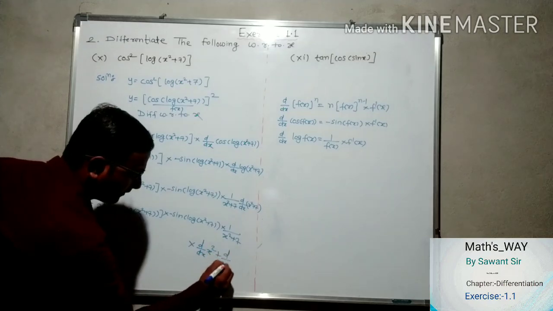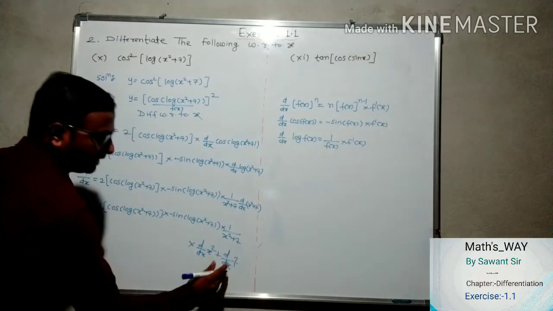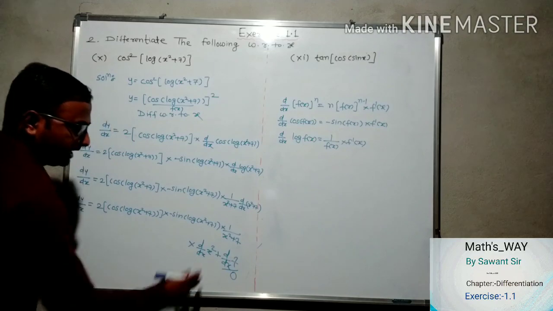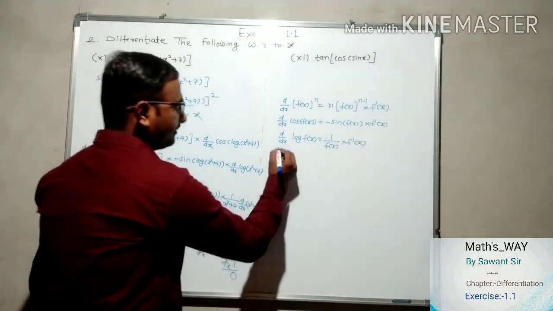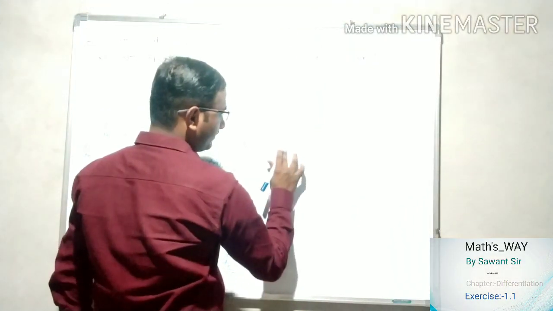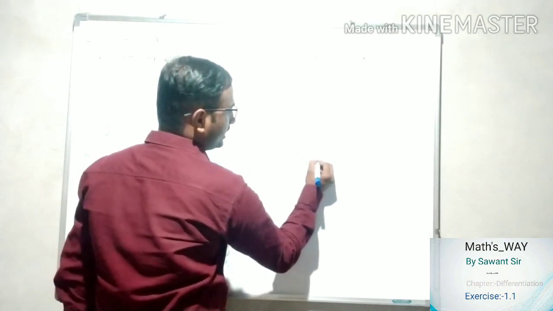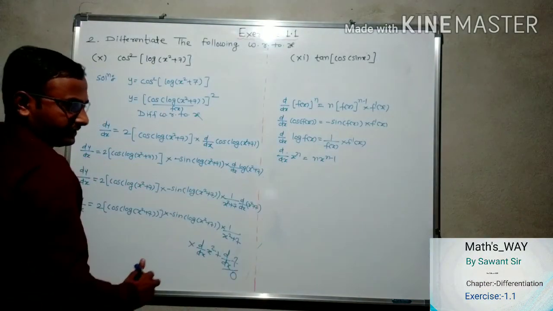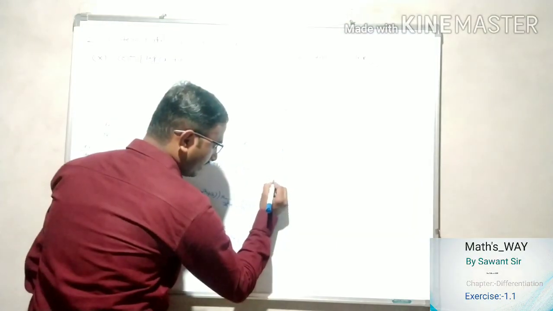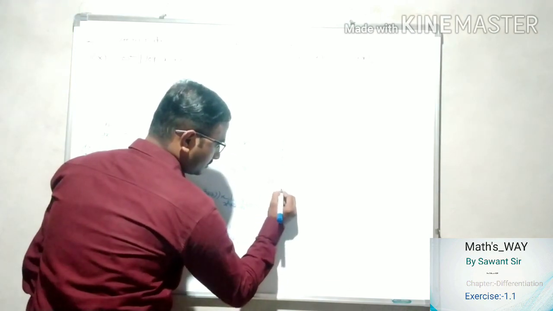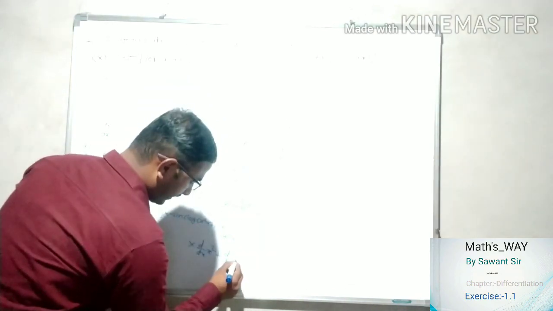So that is dy by dx is equal to 2 into cos of log of x square plus 7 as it is, into minus sin of log of x square plus 7 as it is, into 1 upon x square plus 7 into the derivative of x square plus the derivative of 7. Okay, so the derivative of 7 is 0, and the derivative of x square, by using the formula, derivative of x to the power n is n into x to the power n minus 1. For the derivative of x square, use this formula. So final answer.